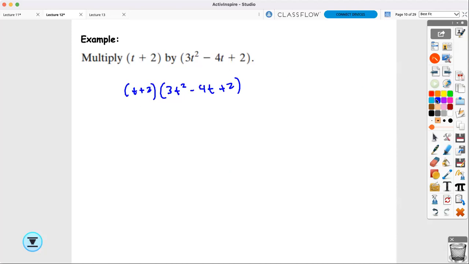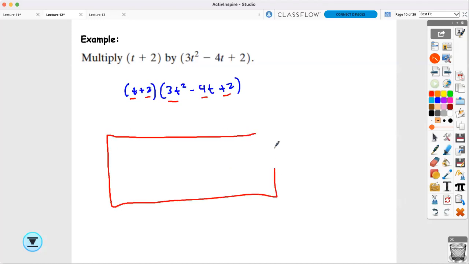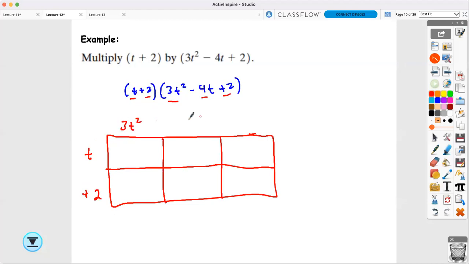So for the box method, you guys see there's 2 terms here, 1, 2, and then there's 3 here. So we're going to have to create a 3x2 box. So watch me create a 3x2 box. Make sure it's big enough for you to fit a number and letter inside of the box. So then on the side here, there's 2 terms, this is going to be a t, this is going to be a +2, because that's what's inside this first parentheses. The second parentheses is a 3t squared. Then we have a -4t. And then we have a +2 here.